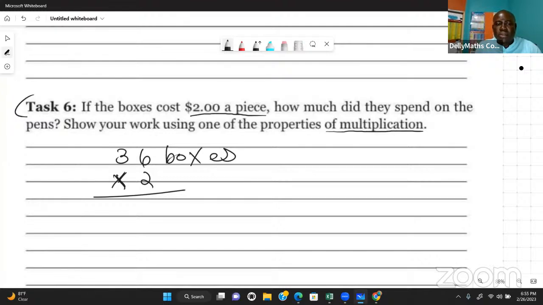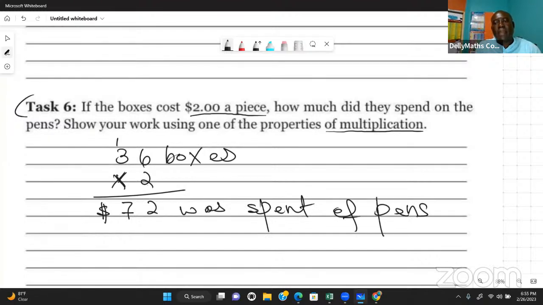So you multiply: 2 sixes are 12, carry a 1, 2 threes are 6 and 1 is 7. So $72 was spent on pens. And that's where we are at the end of the road. Very good. You have to take your time and work through it. As I said, this was just a 1-hour session, and we are at the end.